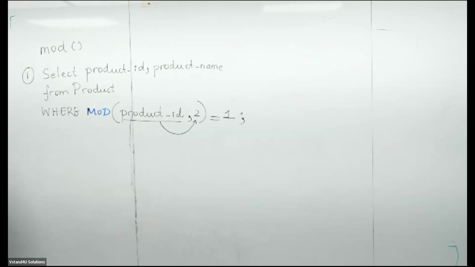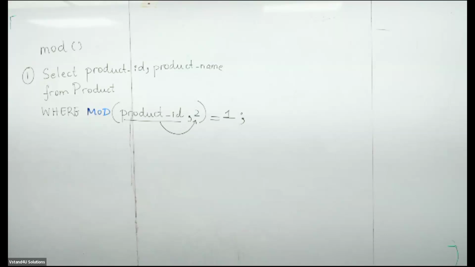Write a query to find the product with a product price that leaves a remainder of 99.03400 when divided by 100.